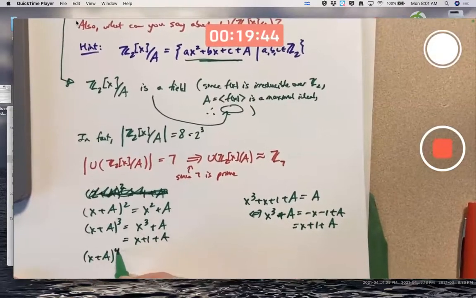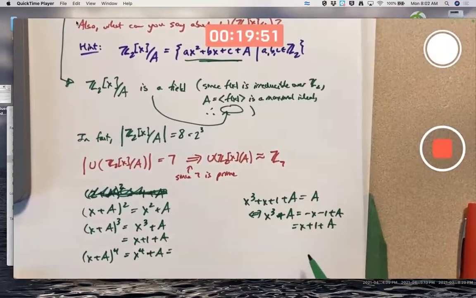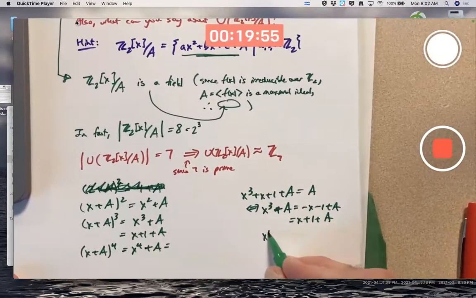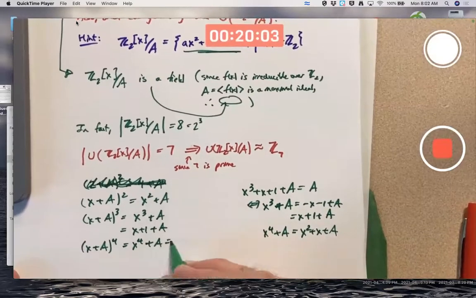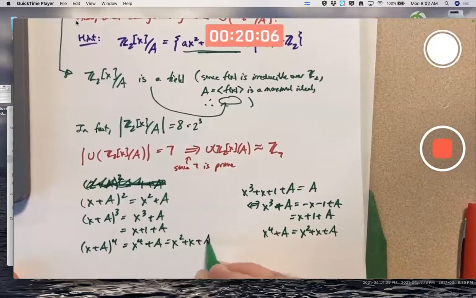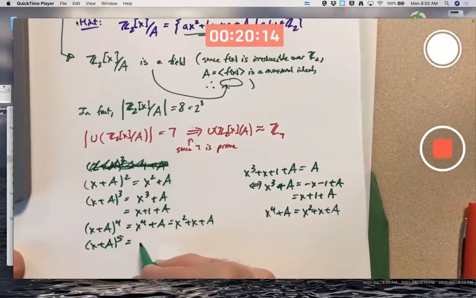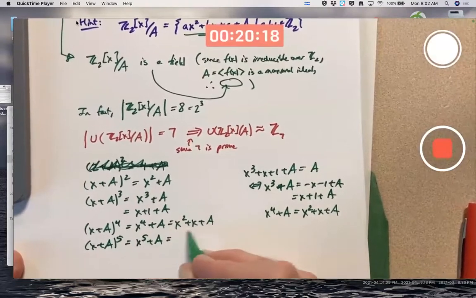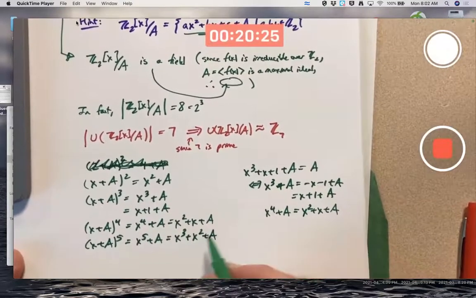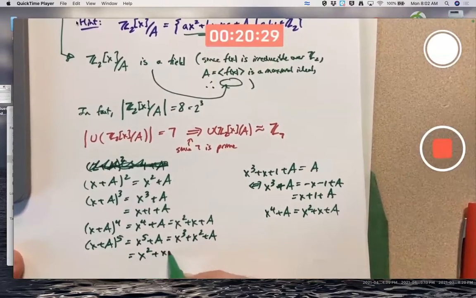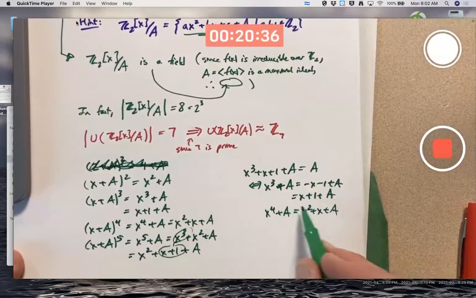(x + A) to the 4th is x to the 4th + A. And x to the 4th + A, if you multiply both sides by x, is the same as x squared + x + A. Then (x + A) to the 5th is x to the 5th + A. Multiply these by x, you get x cubed + x squared + A, but then that x cubed can get replaced by x + 1. So this is x squared + x + 1 + A, replacing x cubed with x + 1, just like I mentioned back here.